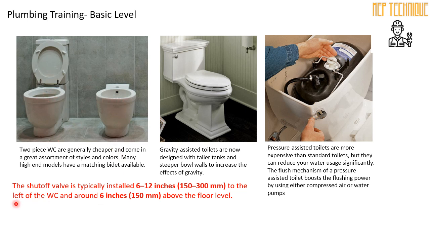There is an important note: the hand spray is typically installed 6 to 12 inches to the left of the WC and around 6 inches above the floor level. So if you want to install the hand spray, make sure the height should be 6 inches from the ground and 6 to 12 inches from the left side of the WC for easy use.